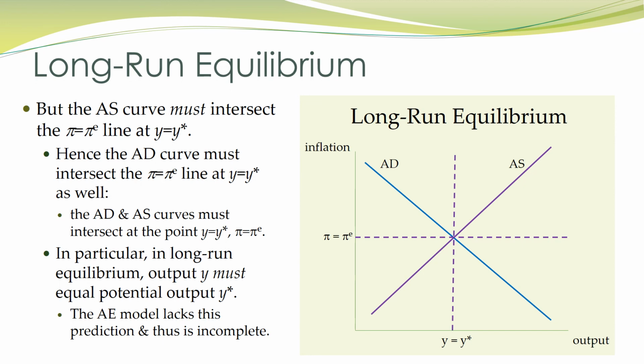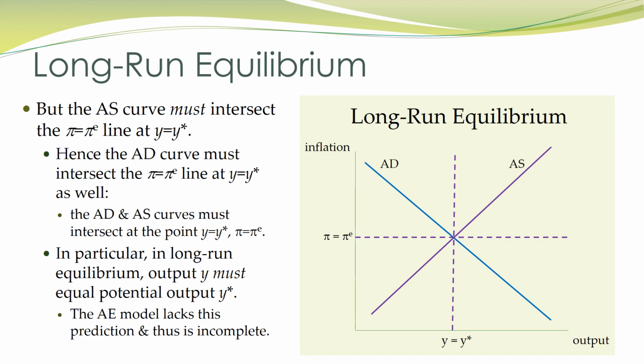Exactly where on the expected inflation line do the AD and AS curves intersect? Well, we already know that the AS curve must intersect the expected inflation line at the potential output line. Thus, the only way in which the AD curve can intersect the AS curve on the expected inflation line is if it, like the AS curve, intersects the expected inflation line at the potential output line as shown in the diagram. This is the key distinguishing feature of the long-run equilibrium.